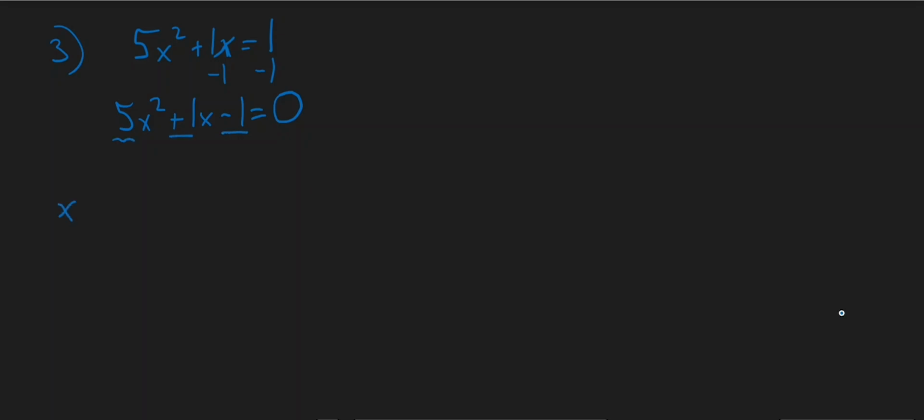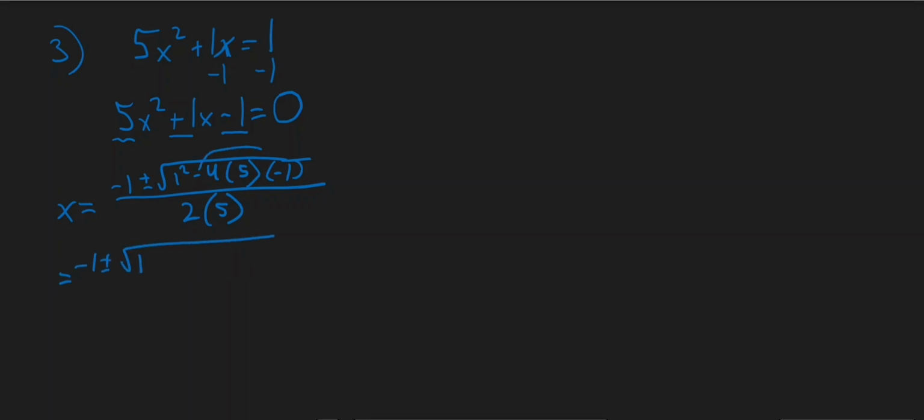So x would be negative b, again, that's negative 1, plus or minus the square root of b squared, 1 squared, and then minus 4 times a times c, which is negative 1, divided by twice the quantity of a, which is 5. Then simplify this as much as you can. We have negative 1 plus or minus the square root of 1 squared is 1, and then negative times negative is an overall positive, and 4 times 5 is 20, times 1 gives you 20, and then at the bottom we have twice 5, which would be 10.